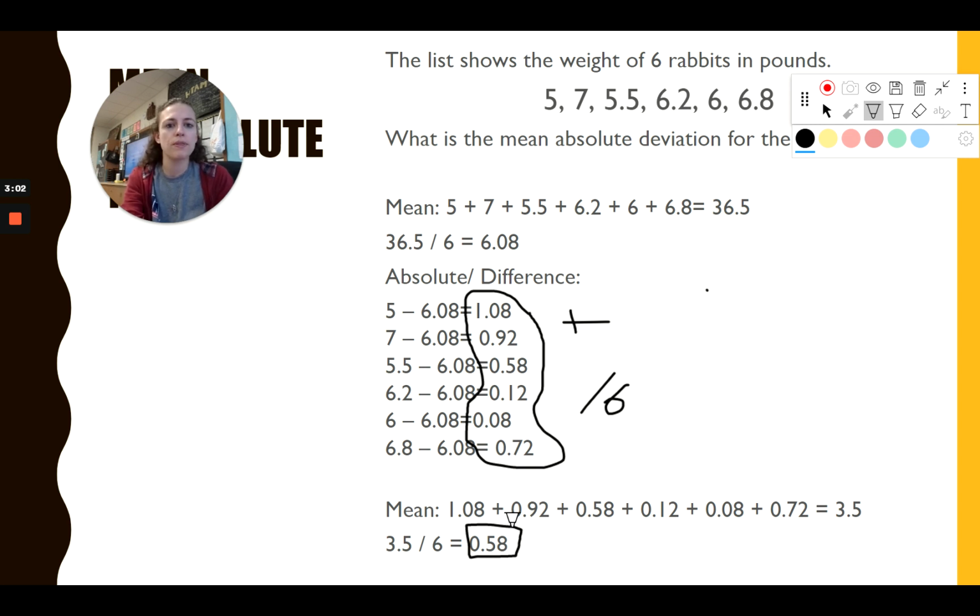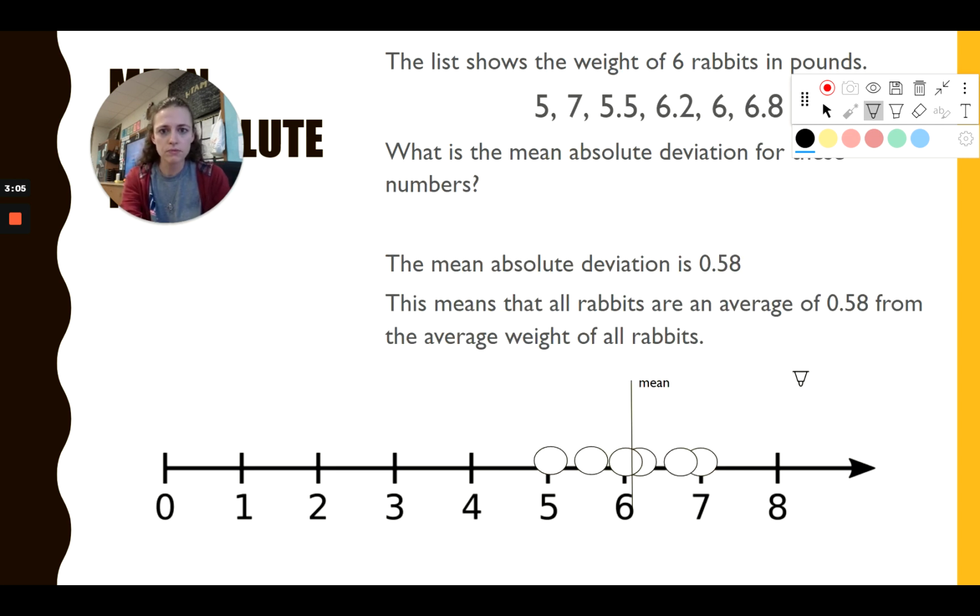Now, let me quickly demonstrate what that means and how it's kind of useful to us. So, whenever we had the rabbits' weights given to us, they were 5, 7, 5.5. I just went ahead and plotted those on a number line. Then the first thing we did was we found the mean or the average of all of these rabbits' weights. That mean or average ended up being 6.08. Now, mean absolute deviation gives us a little more information about all of the numbers that we had. Mean absolute deviation tells you from the average, from the mean, about halfway or 0.5 to the left of the mean and 0.58 to the right of the mean is where those numbers were.